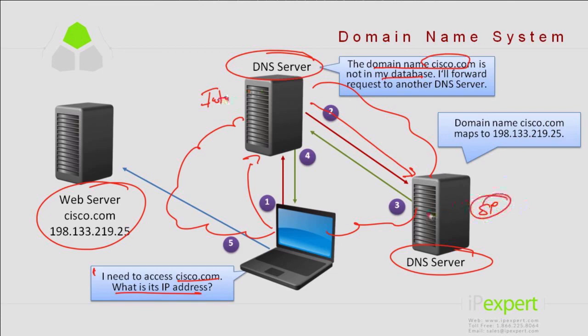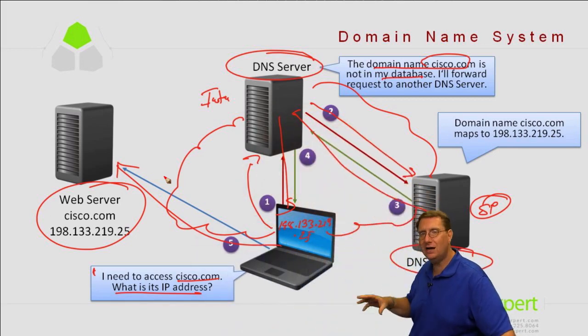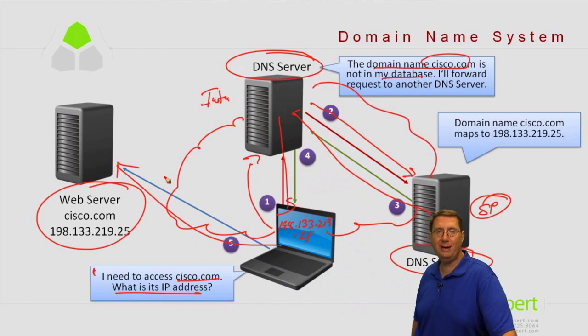And then ultimately that response is going to get relayed back to this DNS server, and then the information is going to be sent to us such that now we have the IP address 198.133.219.25, and now it's going to be able to send our packets directly to this destination. And this is the exact process that takes place every time we try to browse or ping based on a URL, based on the actual website human readable name.